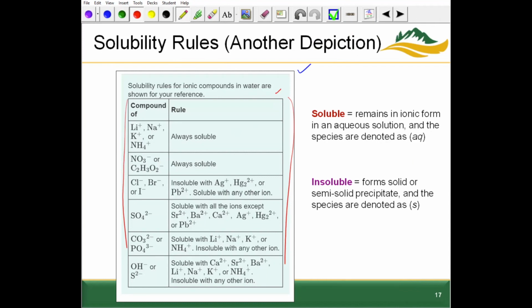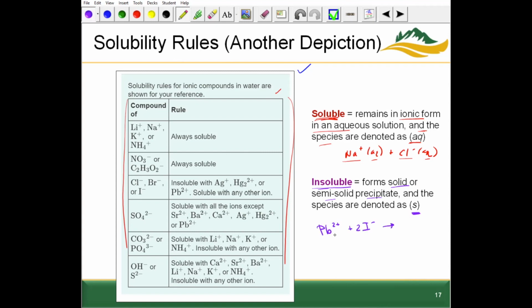Something to also point out here, as it says soluble, this remains in its ionic form in an aqueous solution, and the species are denoted as (aq), like we saw for Na+ aqueous and Cl- aqueous. When you see soluble in the charts, know that these dissociate into their respective ions. They're soluble in water, and then they're in their aqueous state of matter. Whereas insoluble then, how do we read that? If it's insoluble, it forms a solid or semi-solid precipitate that we denote as (s).